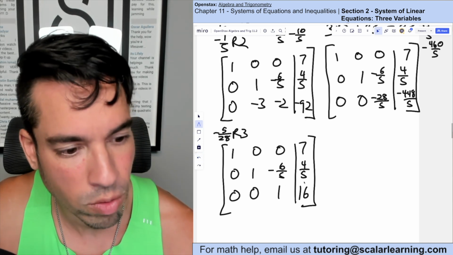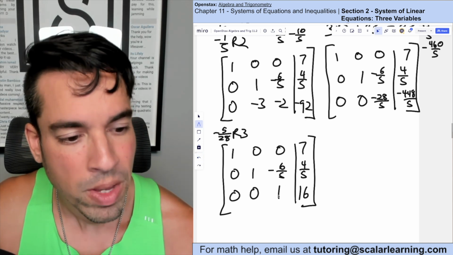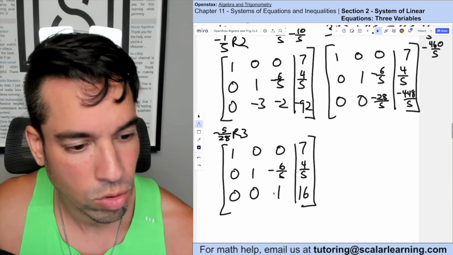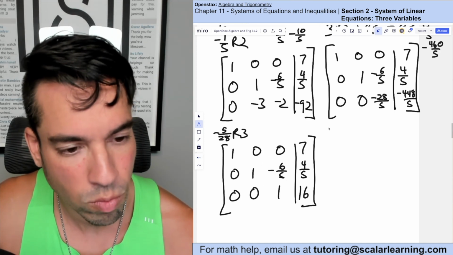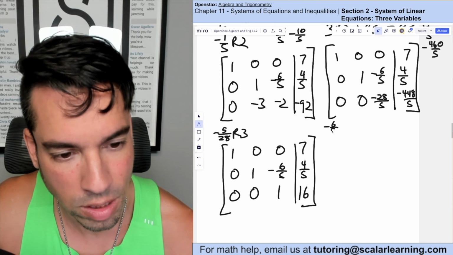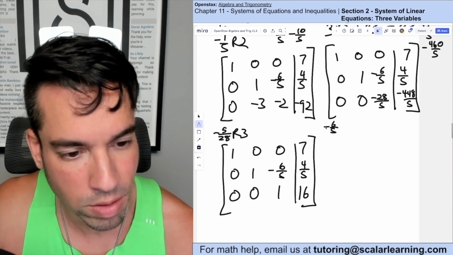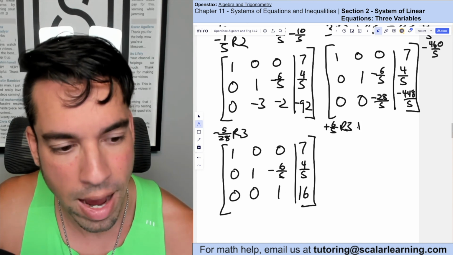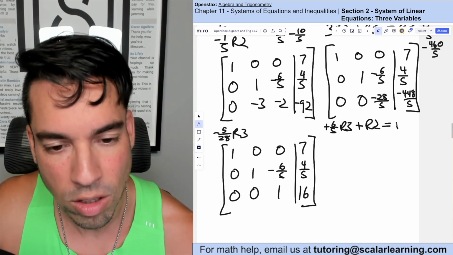All we got to do now is find our y. And we need to zero this out to do so. What I'm going to do is multiply row 3 by -6/5, right? Turn that into +6/5, excuse me. And then we're going to add that to row 2 to get a new row 2.